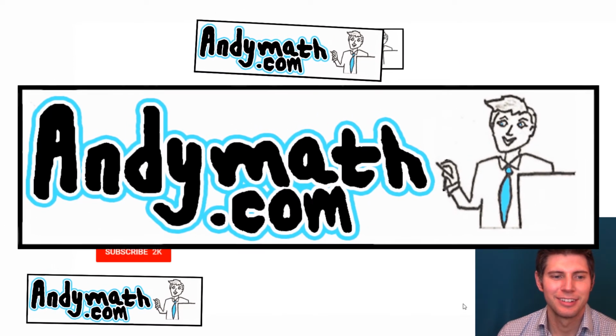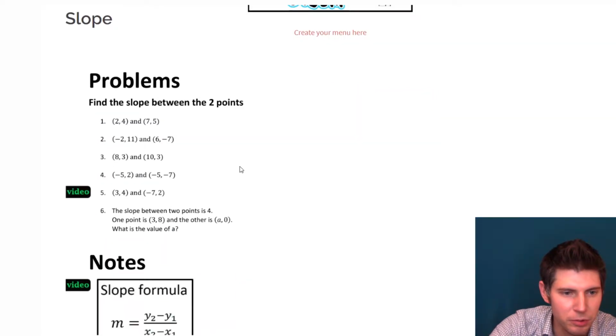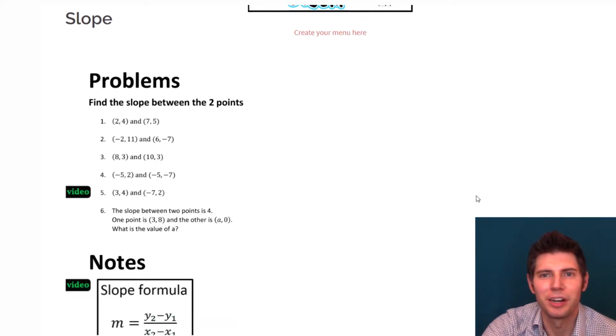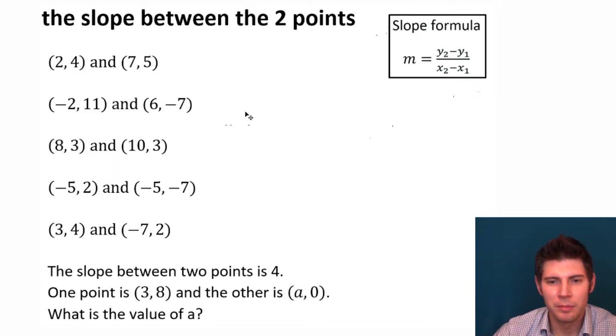Anti-math. So for this video, we're going to go over slope. So we'll do this one right here. We have 5 problems that I don't have videos for yet, so we'll just make one right now. So up here in the corner is the slope formula. M equals y2 minus y1 over x2 minus x1. So we are going to be using this formula for all these problems.